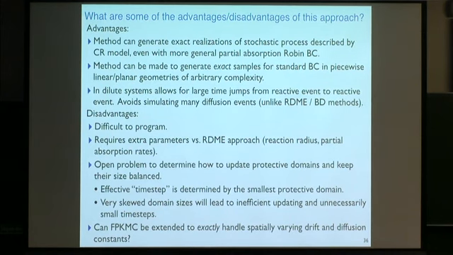Like I said, it's very difficult to program this. It needs extra parameters versus RDME because you need these reaction radii and partial absorption rates. Determining protective domains is a real pain and a lot of work. And if you have small protective domains, you have a small time step. Then a more general question is, for biological problems, we may have spatially varying drift, say due to interaction potentials or diffusion constants. Is there some way you can extend these kinds of methods to incorporate that? That I don't know at this time.